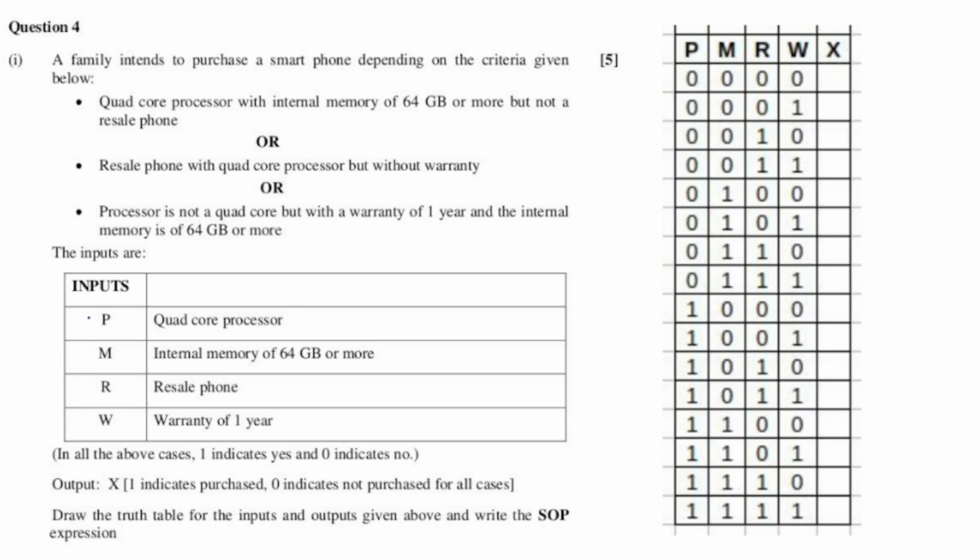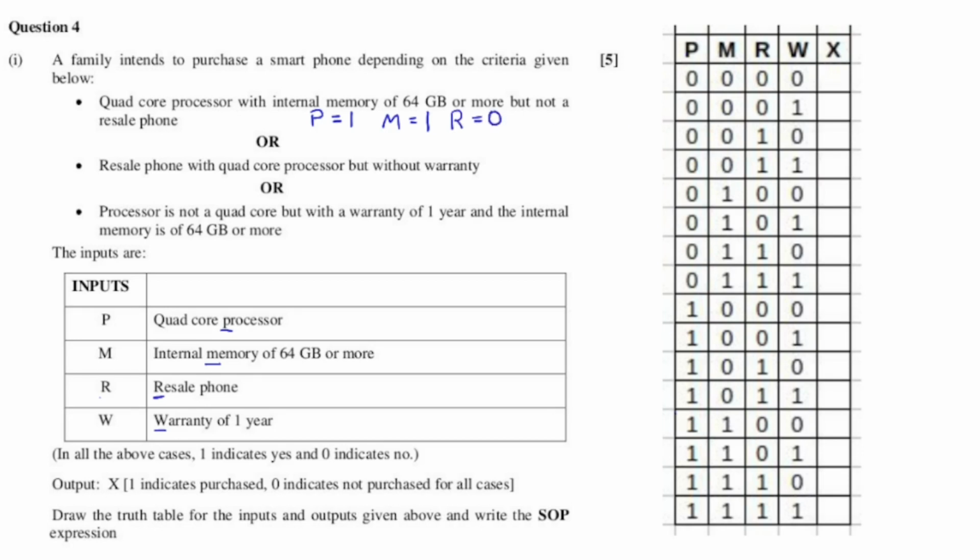That means if you see this table over here, the variable P is for the processor, the variable M is for the memory, the variable R is for the resale phone, and W is for the warranty. So in the first case, a quad-core processor with internal memory of 64 GB or more but not a resale phone implies that we are looking for those rows where the processor is 1, the memory is 1, but not a resale phone, that is R is equal to 0.